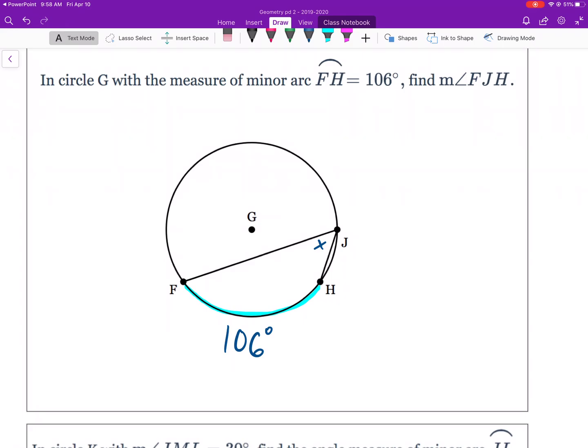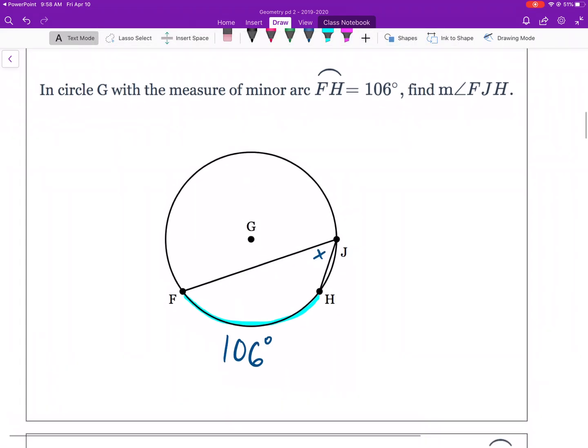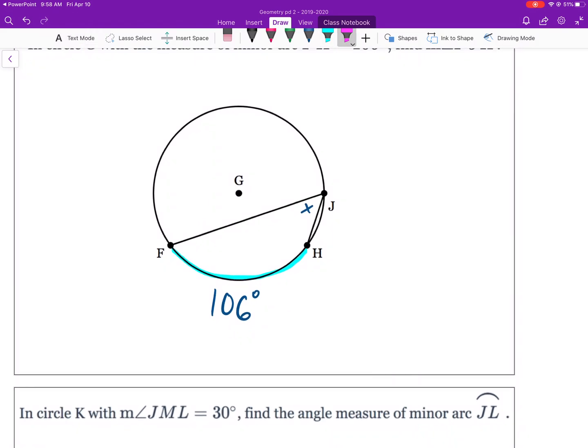And just a side note, this angle clearly relates to this arc because the angle opens up like so, 1, 2, and hits that arc. But any which way, that angle would be equal to half of that 106 there, which would be 53 degrees. All right, final answer would be 53.